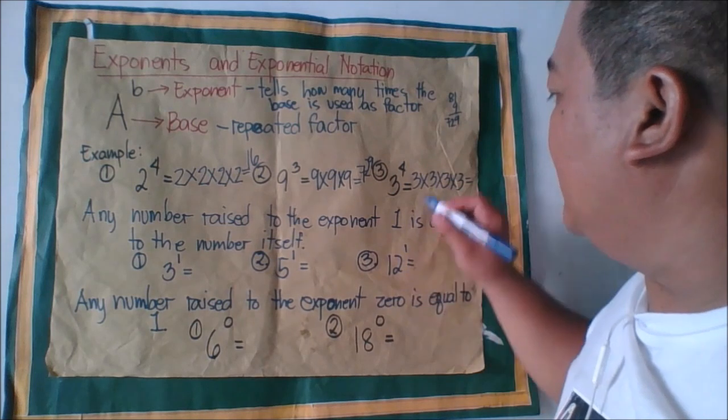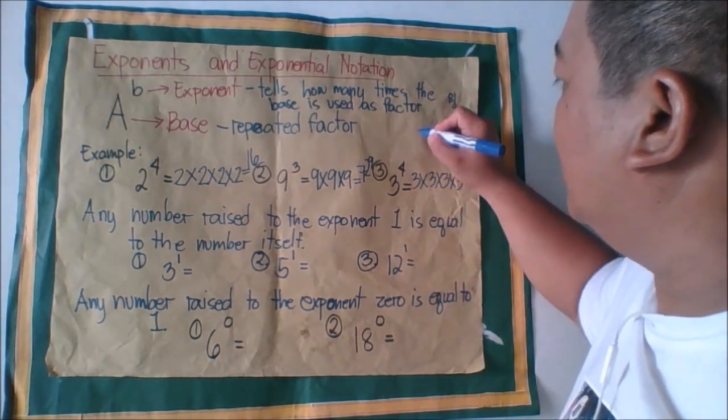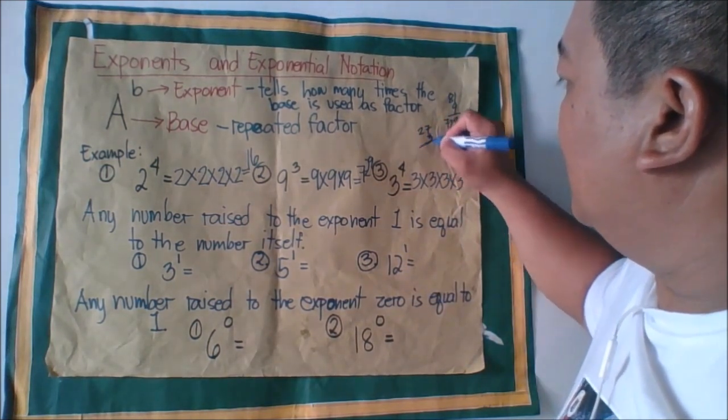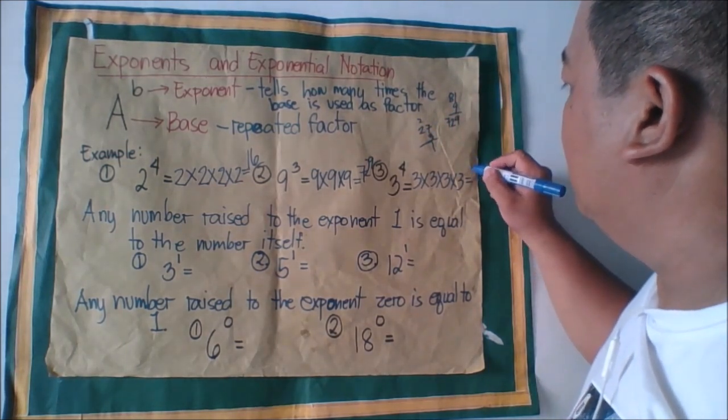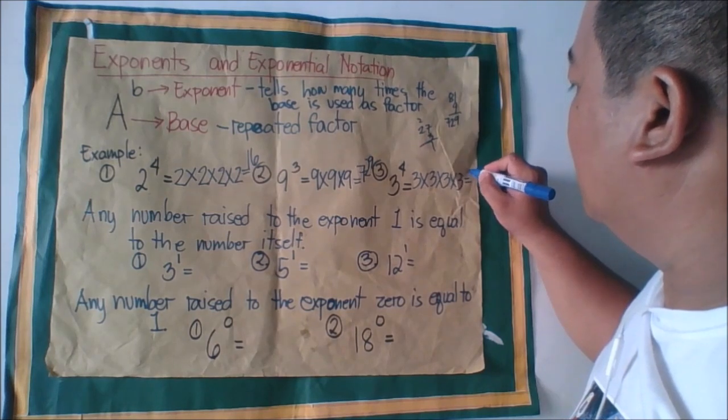Next, 3 to the power of 4 would be 3 times 3 times 3 times 3. So 3 times 3 is 9. 9 times 3 is 27. 27 times 3 would be 81.